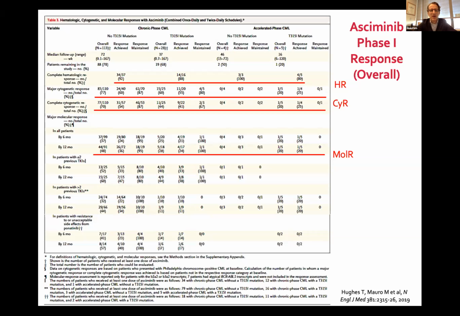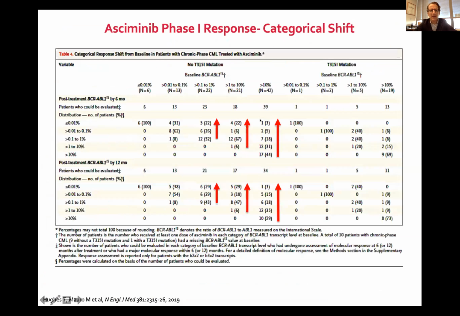Cytogenetic responses as well, and molecular responses. But I think perhaps a better way to look at this would be here, because again, in a phase 1 trial where you're looking at dose and tolerability, you're going to have patients come in at various different points, and chronic phase CML patients can have a mixture of resistance and tolerance and have varying degrees of response loss.